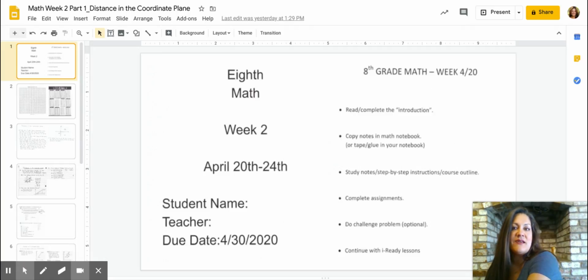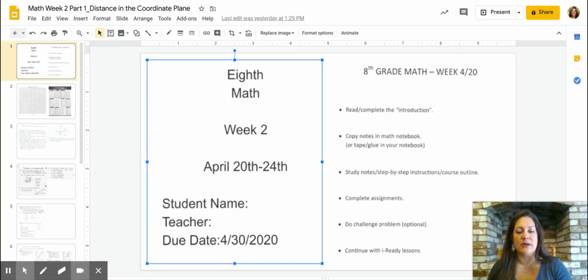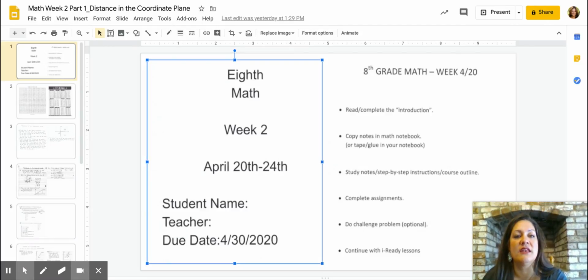The same thing we're going to go through. I'm going to try and go through it pretty quick for this beginning part, but it should look the same as week 1. You have your cover sheet right here. Week 2 is for this week, April 20th through the 24th. And then here is kind of your checklist, I guess.